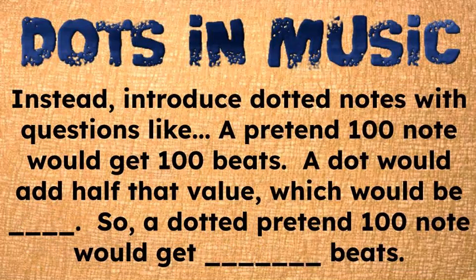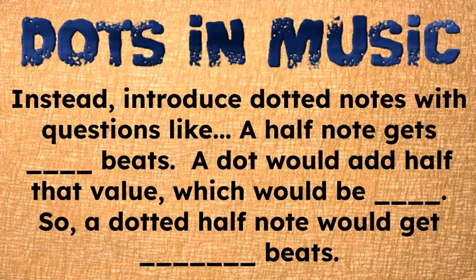Let's think about a pretend 100 count note. The 100 count note would get 100 counts, and if we dot it, the dot would add 50 more. So a pretend dotted 100 note would get 150 beats. Now, if we think about a half note, we know it gets 2 beats. The dot would add half of that value, which would be 1, so the dotted half note would get 3 beats.